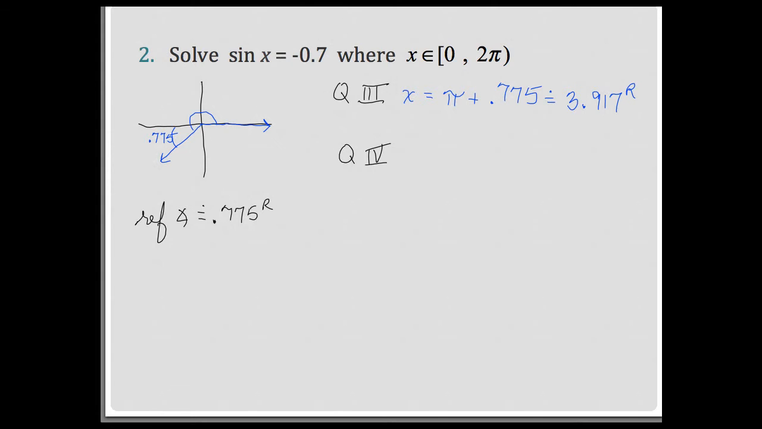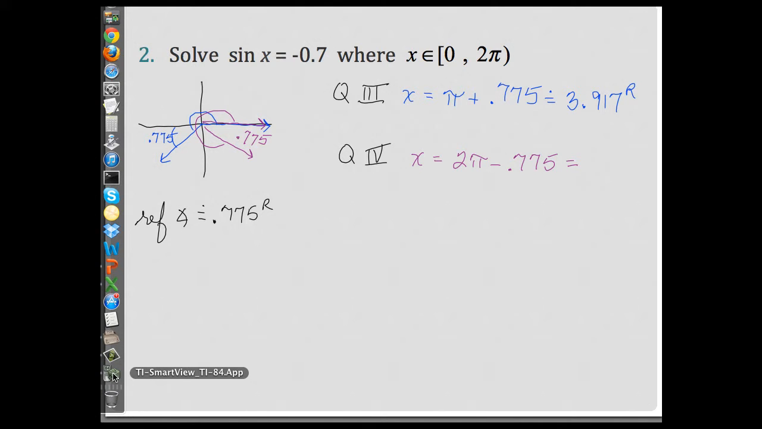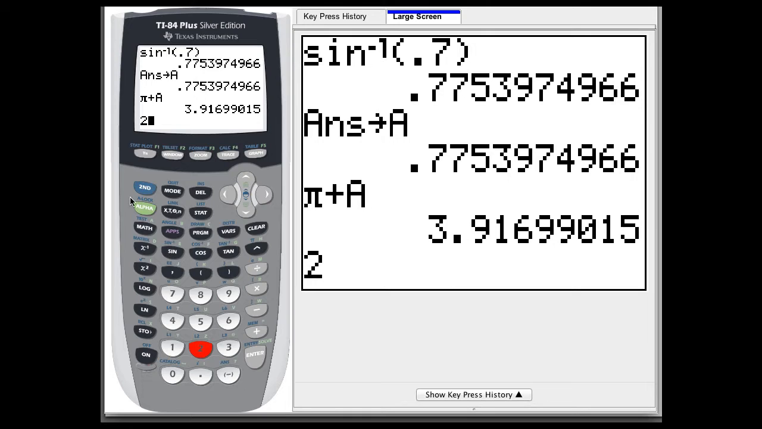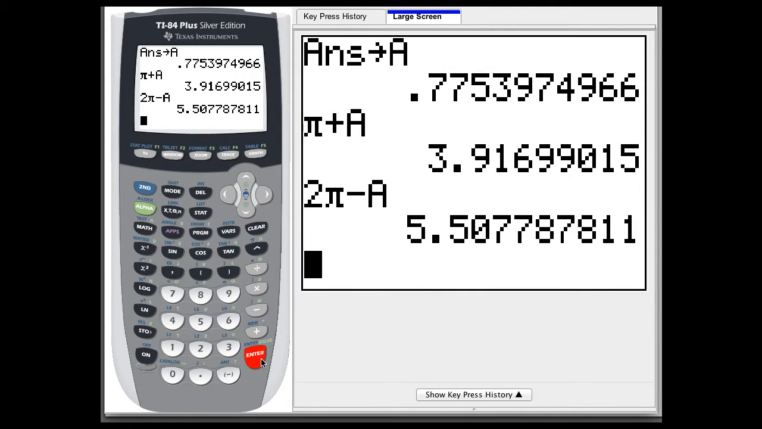Our second answer is going to lie in the fourth quadrant. So you're starting here, and you're going all the way around. This big angle here, this angle squeezed in the middle there, that's your 0.775. So to get our answer, we're starting at 2 pi and backing into the fourth quadrant 0.775 radians. So we have 2 pi minus that, and we get approximately 5.508.